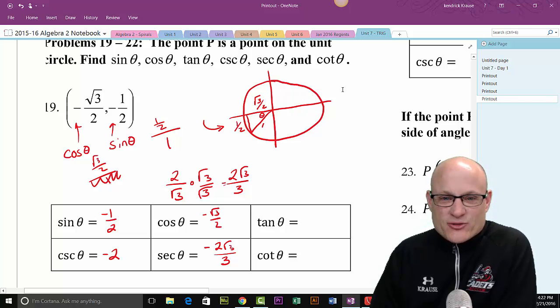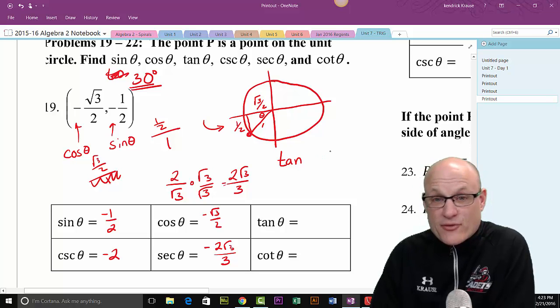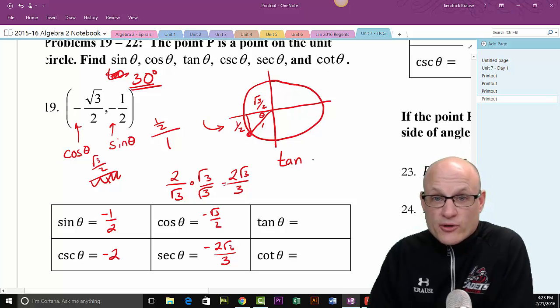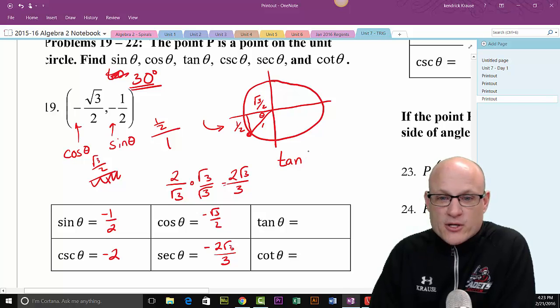And this last one's kind of tricky. You have to do opposite over hypotenuse. You either have to memorize what tangent is, and by the way, you should recognize this is a 30-degree reference angle, right? Because we're coming out more than we're going down, you represent this as a 30-degree reference angle. So if you know the tangent of 30 degrees is the square root of 3 over 3, you can just stop right there. Or you can do opposite, which is 1/2, over adjacent, which is radical 3 over 2.